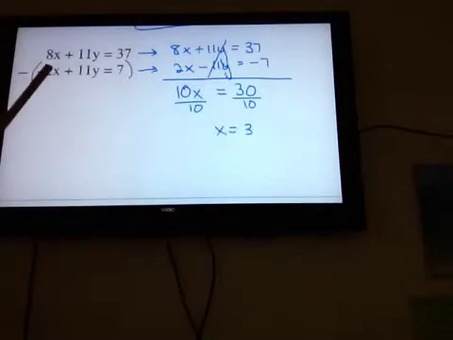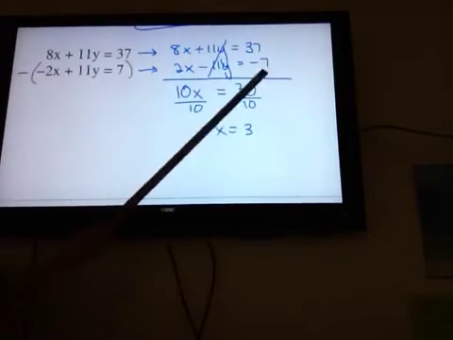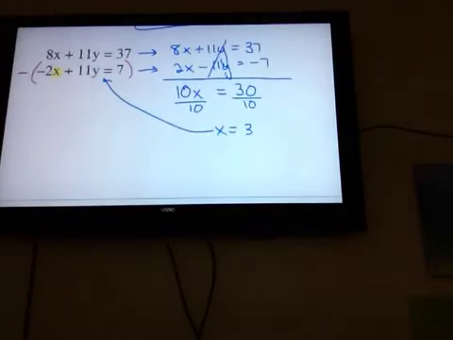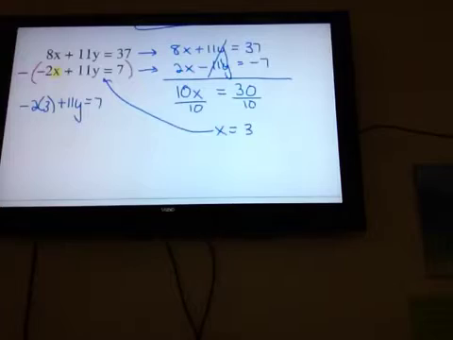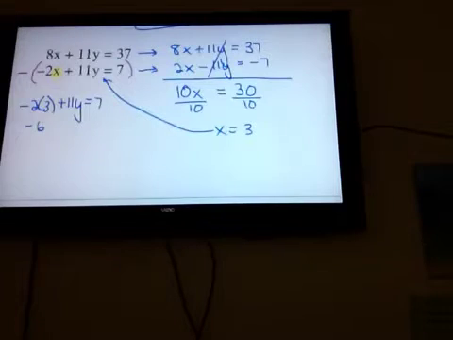I have really 3 places I could go. I can go back to the original 2, or I could even go to the one I multiplied through by a negative. I always go back to one of the original equations, but it really doesn't matter, okay? I'm going to go right to the bottom equation there. You found x, so I'm going to plug 3 right there. So negative 2 times 3 plus 11y equals 7. And I solve that. Negative 6 plus 11y equals 7.